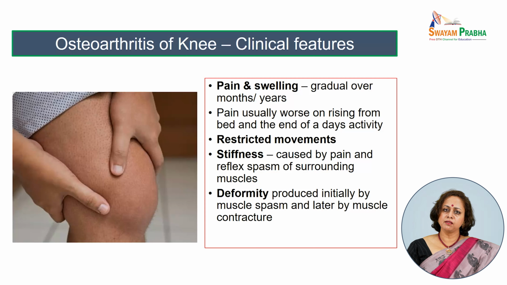In the end, the deformity starts. Initially it is produced because of the muscle spasm, but later on it is because of contractures of the muscles. So you will get either genu valgum or genu varum because of the deformity that is taking place, and this deformity takes years to happen.